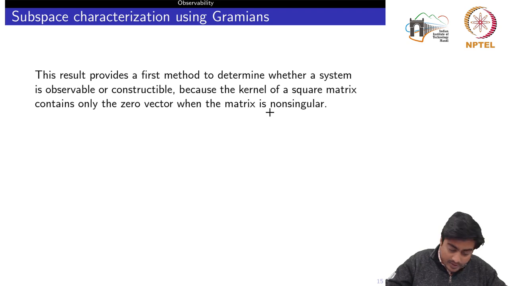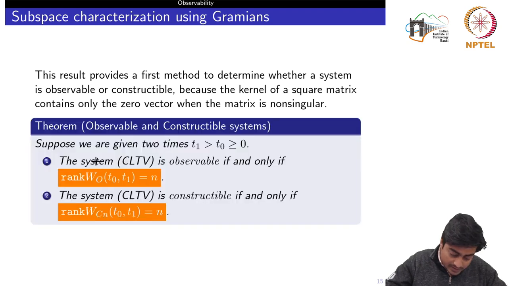Okay, so based on this we have the next result. Suppose we are given two times t1 greater than t0 greater than or equal to 0. The continuous-time LTV system is observable if and only if the rank of the observability Gramian is equal to n. Similarly, it is the same for the constructible system. Satisfying this rank condition means that the square matrix is non-singular.